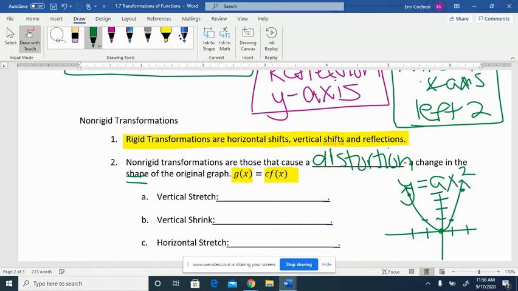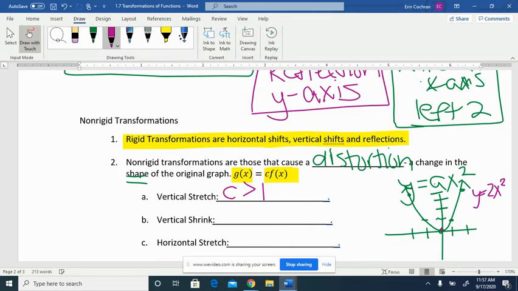Okay, now when the number in front is greater than 1, that means we're multiplying by a number greater than 1, like 2, 3, 4, 5, 4.5, 5.5, things like that. It is going to stretch my numbers, my y values, out. So let's just say now my problem is y equals 2x squared.